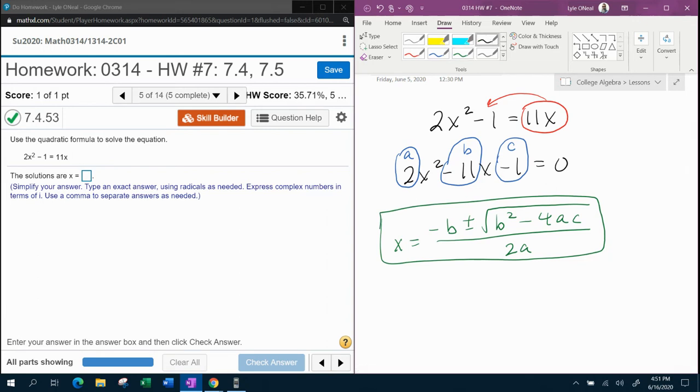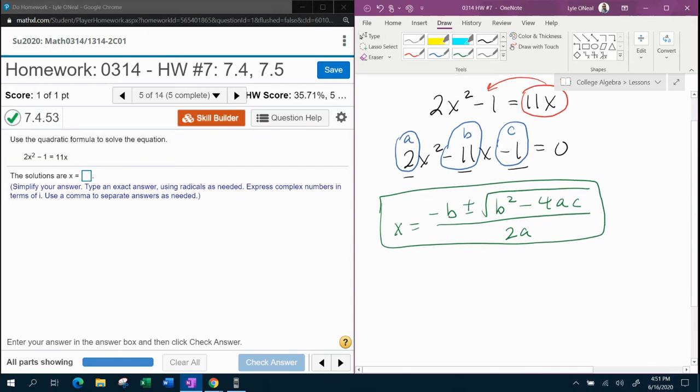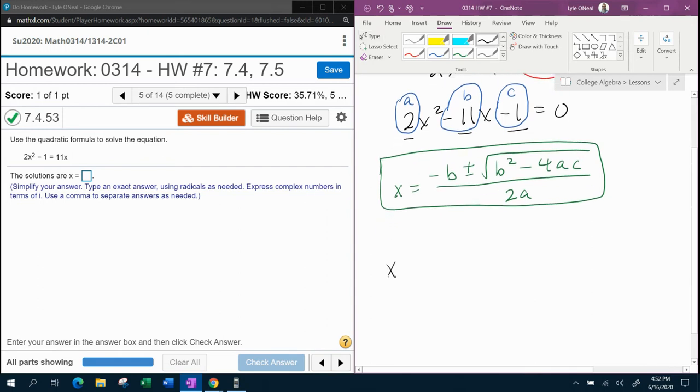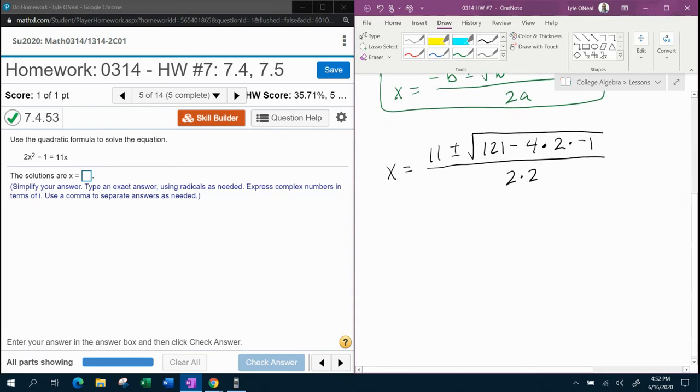Now we're going to take our values for a, b, and c, and we're going to plug and play. So x is equal to negative b. Notice that b is already negative, so that's going to make that positive 11, plus or minus the square root of b squared, which is negative 11 squared, which is a positive 121, minus 4 times a times c, all over 2 times a. And that's how you plug and play.